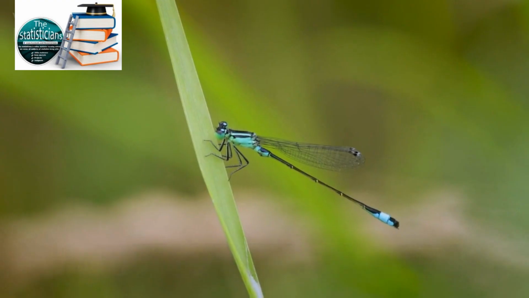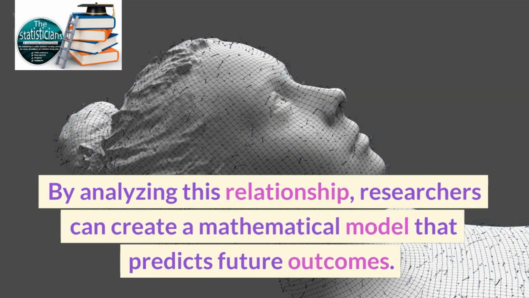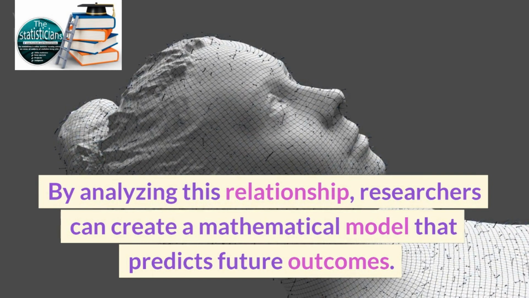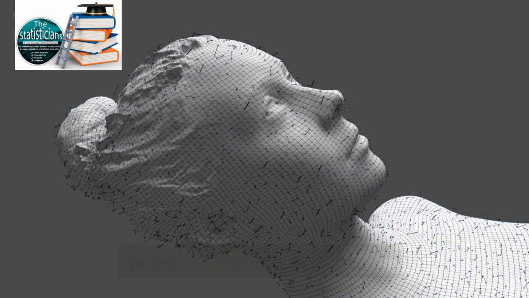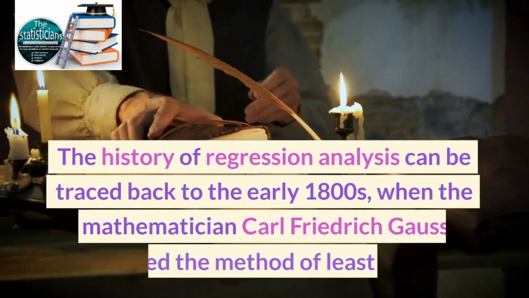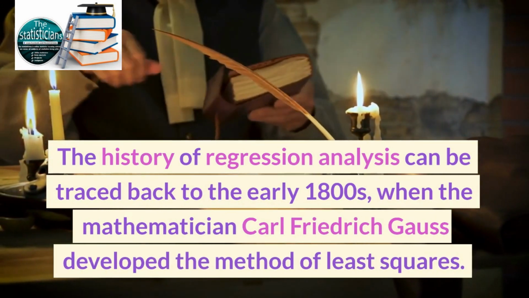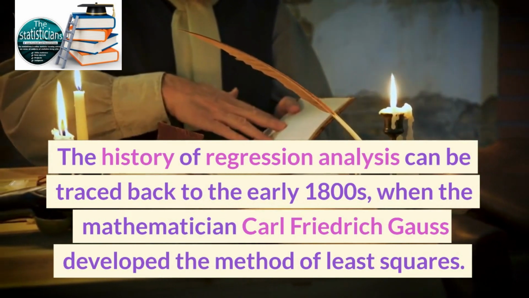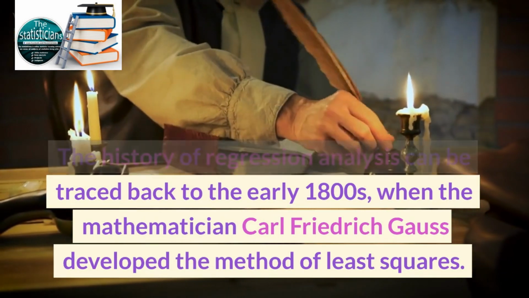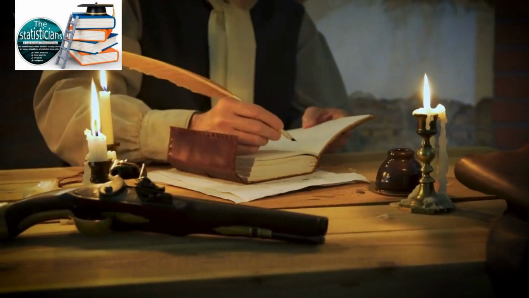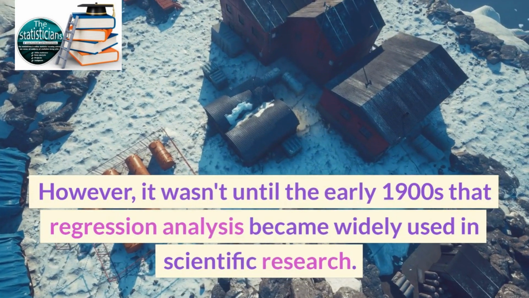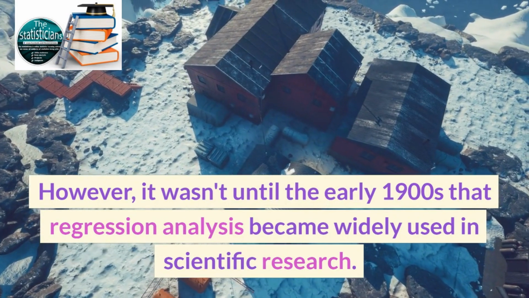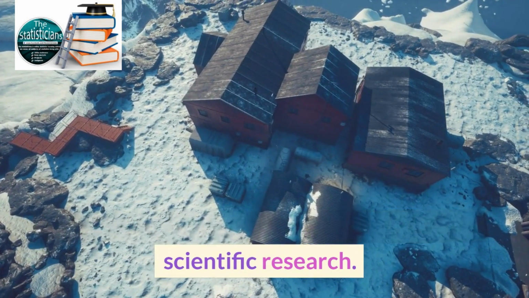By analyzing this relationship, researchers can create a mathematical model that predicts future outcomes. The history of regression analysis can be traced back to the early 1800s, when the mathematician Carl Friedrich Gauss developed the method of least squares. However, it wasn't until the early 1900s that regression analysis became widely used in scientific research.